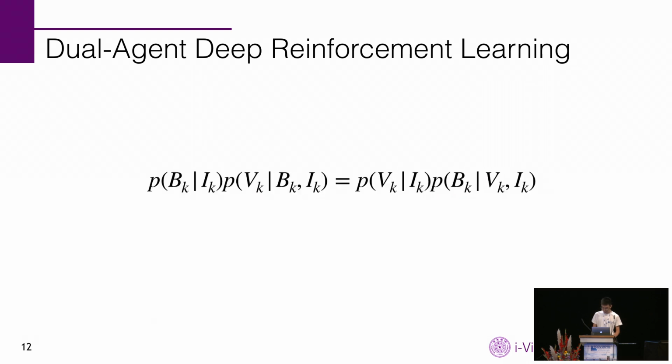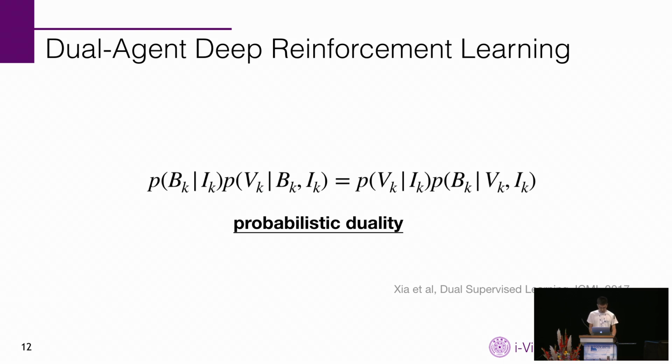Let's focus on the last equation of the two expressions. This is the so-called probabilistic duality. It is important to hold this probabilistic duality during the training of the two models, not only because it is an essential condition for the optimality of the dual models, but also because it is an explicit way to formulate and further utilize the intrinsic connection of the dual models.